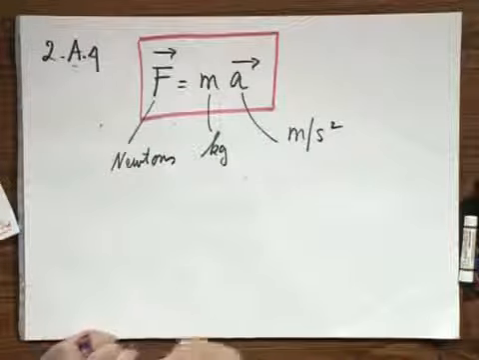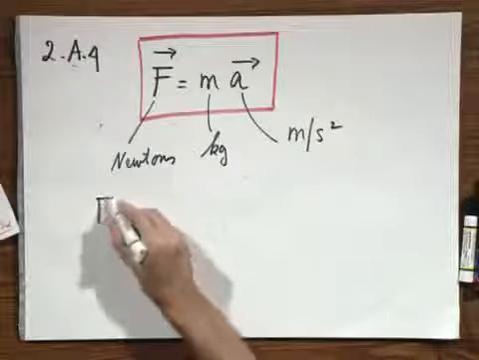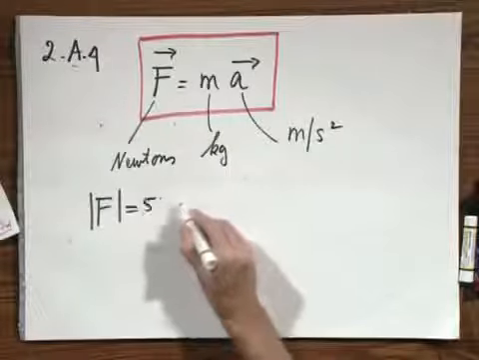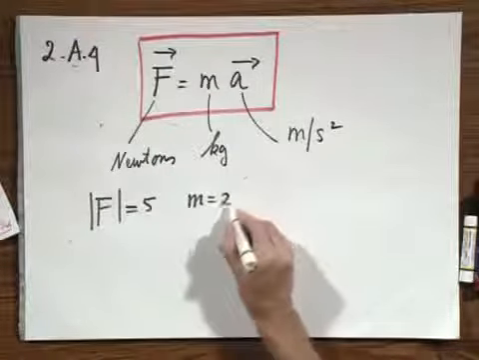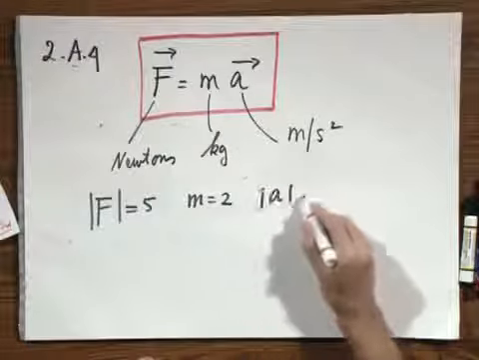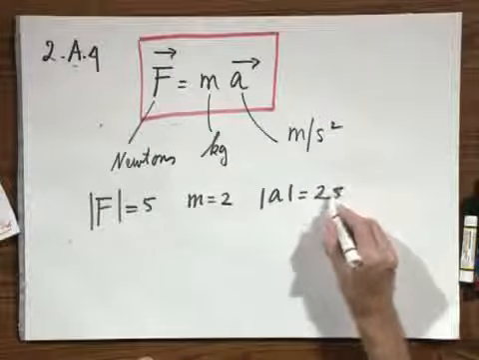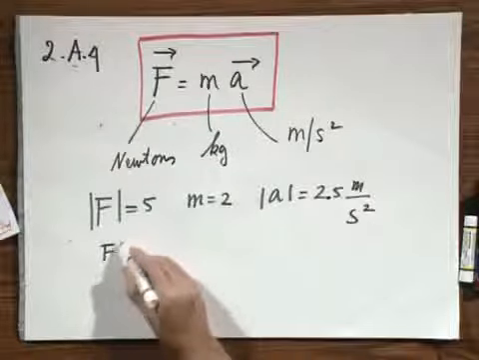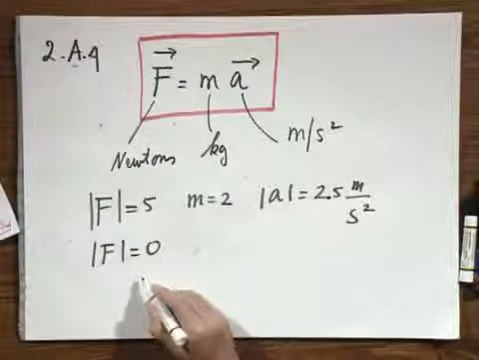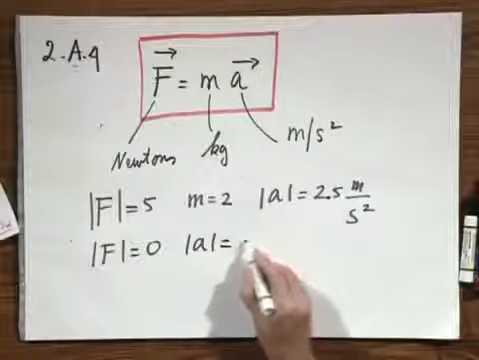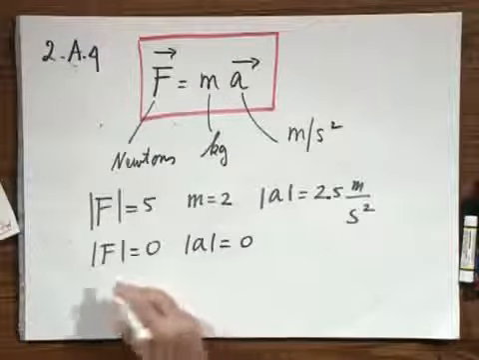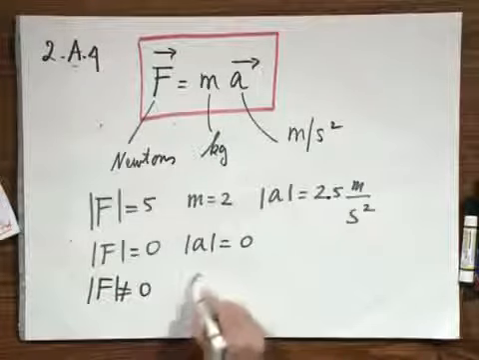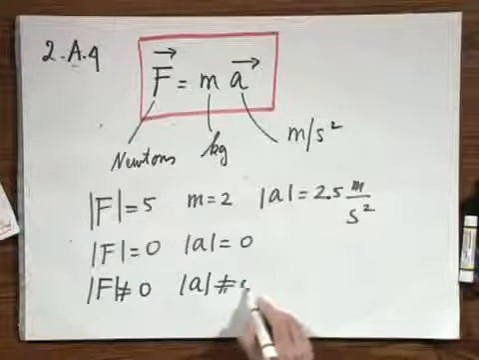If we take an example, if the magnitude of F, and I'll put vertical bars here to indicate that we're dealing with the magnitude, is 5 newtons. If the mass were 2 kilograms, then the magnitude of the acceleration would be 2.5 meters per second squared. If there is no force, if the net force is 0, then the net acceleration is 0. If the net force is not 0, the net acceleration is not 0.